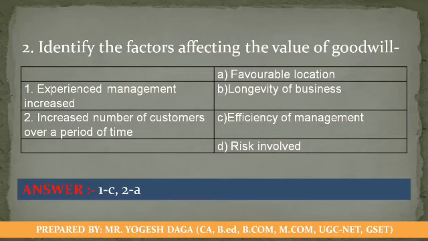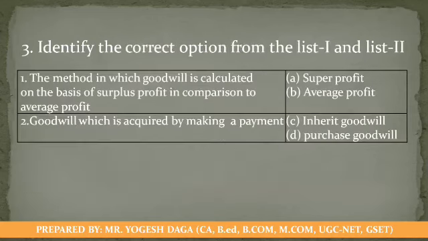Moving towards the next question there on the screen. Identify the correct option from list 1 and list 2. The first one is saying the method in which goodwill is calculated on the basis of surplus profit in comparison to the average profit. And second, it is saying goodwill which is acquired by making a payment. On the other side, the 4 options are given: super profit, average profit, inherent, that is the self-generated goodwill, or the purchased goodwill. Students, you are required to choose the correct option from this.